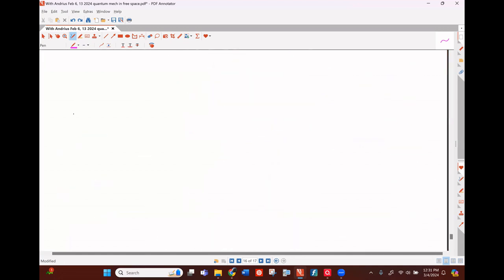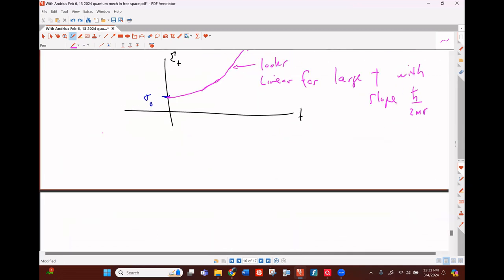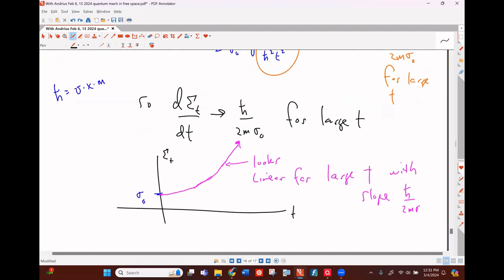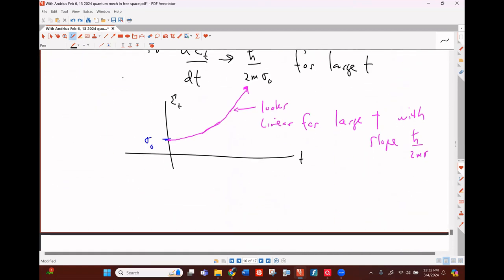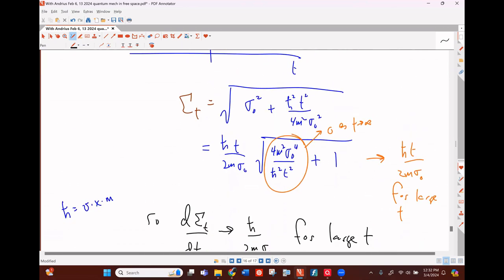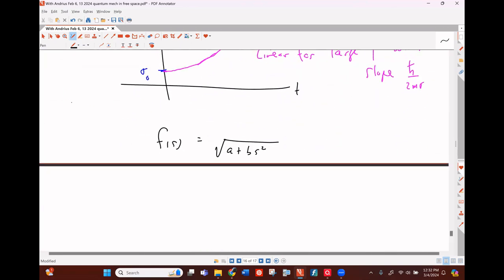Can we look at a simple example? You explain it your way. Yeah, can we look at a simple example? Let's look at a function that looks like this. Let's call it s. f of s is equal to some number a plus b times s squared. That's the functional form we have, where a and b are greater than zero. And so let's take a look at its derivative.